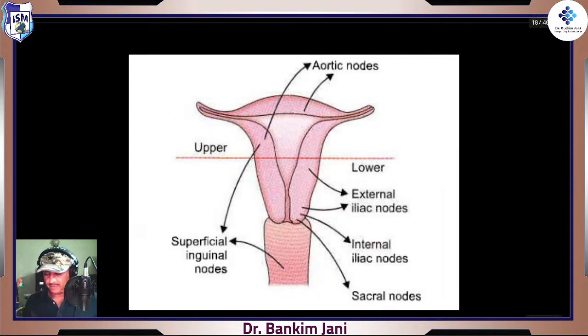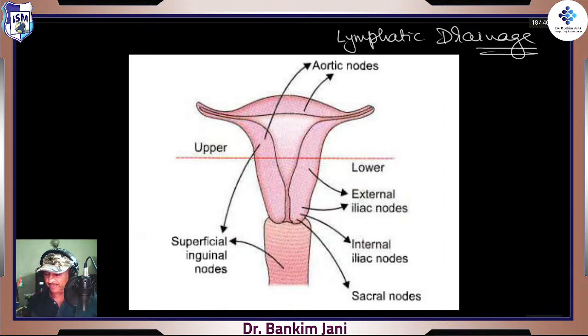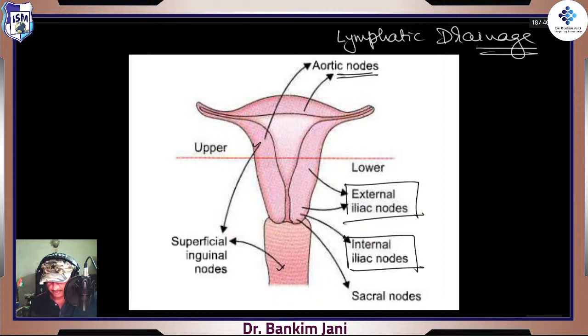This is about the lymphatics, like lymphatic drainage. Right, this is a nice figure, so not much explanation would be needed and you can understand it very effectively. Say just upper and the lower part, right? And that upper part will go towards the aortic nodes and the lower part will go towards the superficial inguinal nodes, few upper, few lower, and then external iliac, internal iliac, sacral nodes, right?